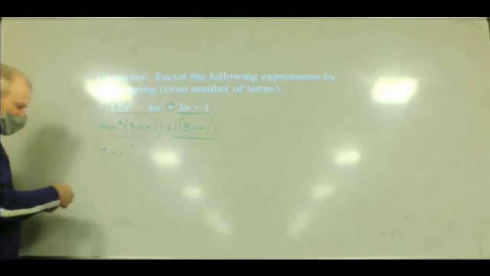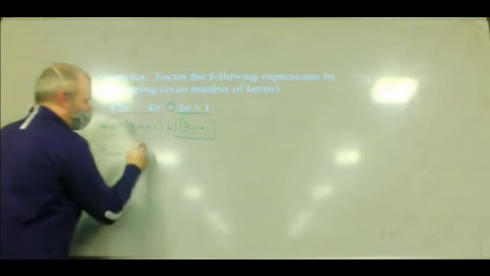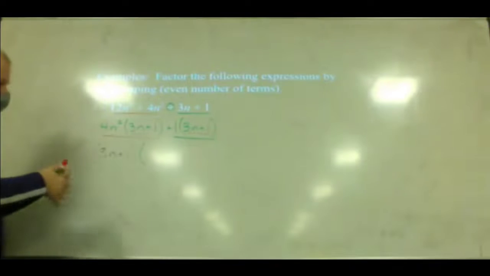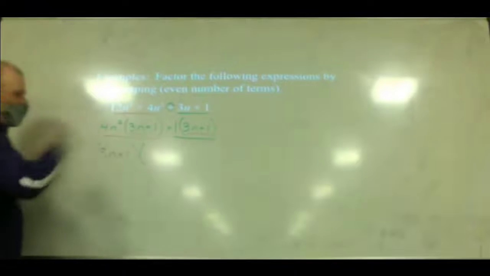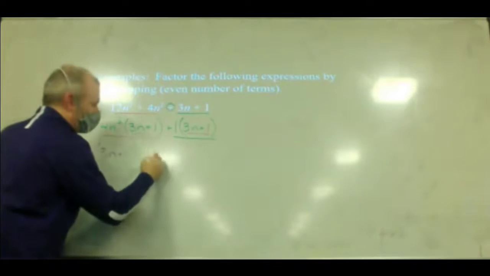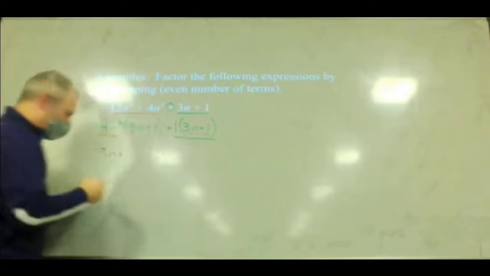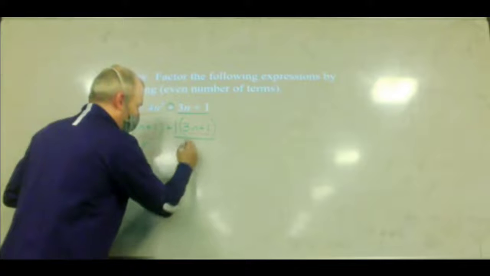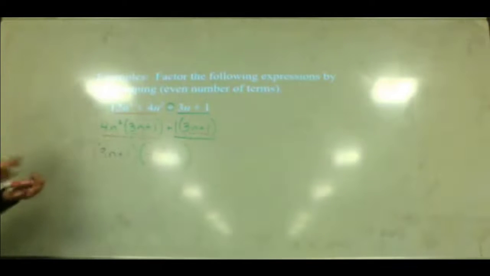Okay? Then, if we look at this first part, what's left after we factor out the 3n plus 1? 4n squared. 4n squared is left from that first part plus 1, 1 from the second part. Okay? And that's our answer.